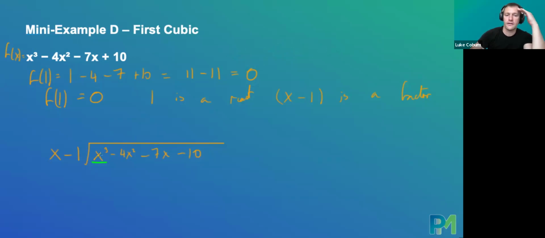Okay, so we look at our leading term, and we ask ourselves, what number can I put here that when multiplied by this number here will give me also an x cubed underneath? So what multiplies by x to give us x cubed? It's x squared. So I multiply the x squared by the x to give me an x cubed. Then I multiply the x squared by the minus 1 to give me a minus x squared.